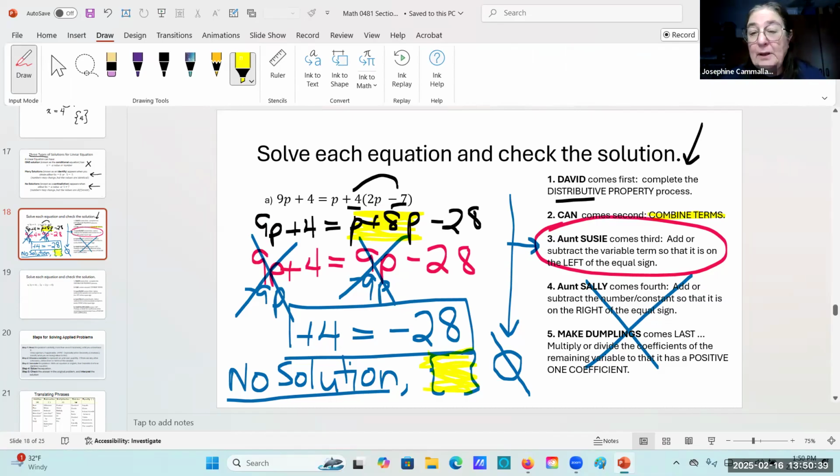That's just their symbol. But either way, the words "no solution" or the circle with a line through it indicates no solution. Now, let's try another one.